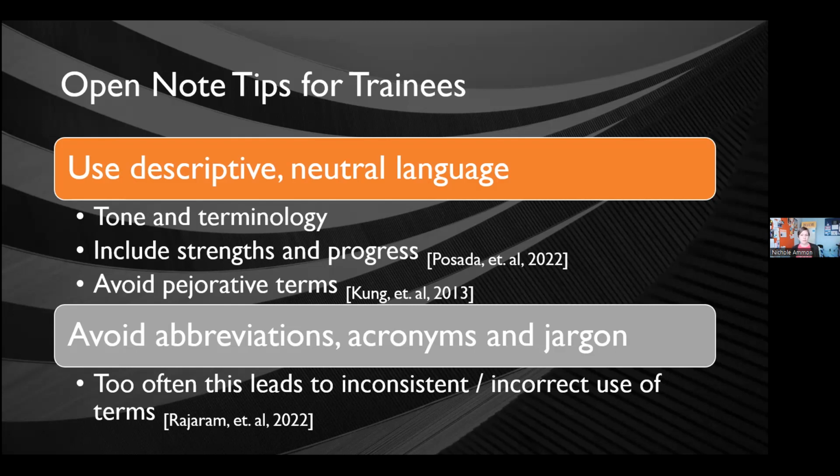Avoid using abbreviations and acronyms. When reviewing charts for frequently used abbreviations, researchers actually found quite a bit of inconsistent and incorrect use of terms, and the use of a lot of things that have multiple meanings. So that could be very confusing for everybody, including your care team, not just the patient. Really be aware of tone and language throughout all of this.